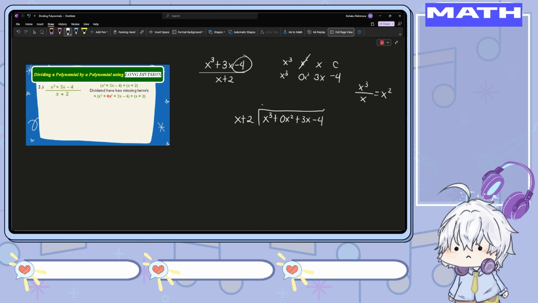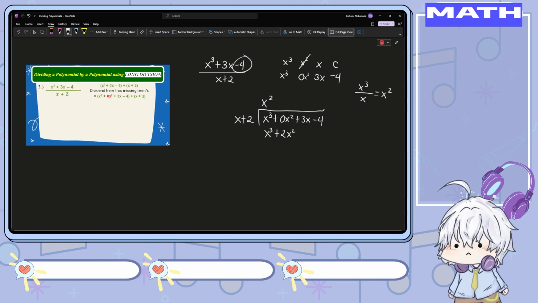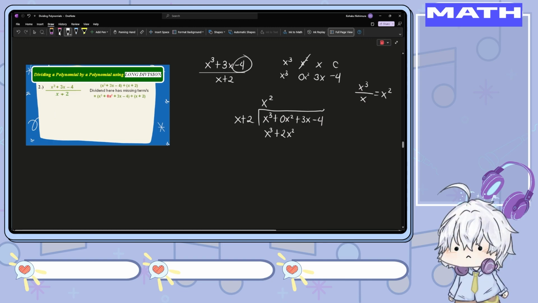This x squared, we need to write it above x cubed. And just multiply x squared to both x and positive 2. Thus x squared times x is x cubed. X squared times 2 is going to be positive 2x squared. And then we perform again subtraction by changing this to addition and changing every sign to its opposite.